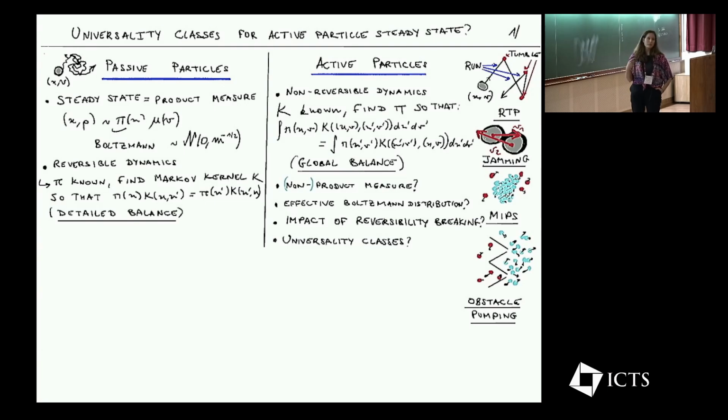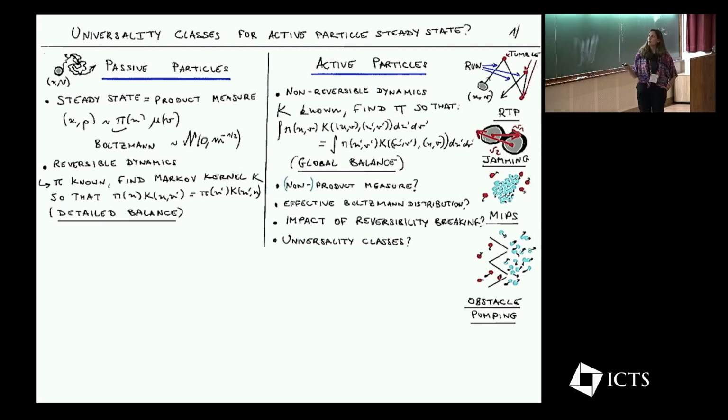Is there some effective Boltzmann distribution? Some more interesting points linked to the microscopic details, like what is the true impact of reversibility breaking? Because it's not because you break reversibility that you're going to be in a very strange non-equilibrium world, and you can actually have some non-reversible processes that are going to leave this Boltzmann distribution invariant.